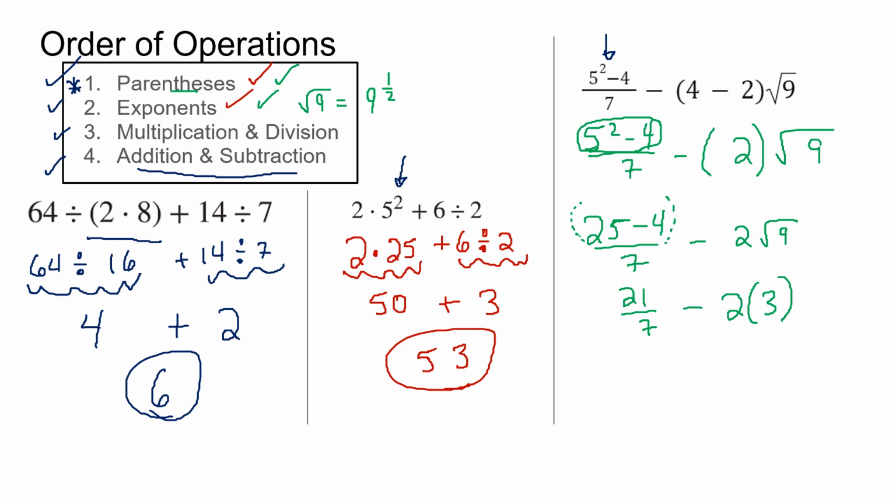But if I go ahead and do that step 2, 21 divided by 7 would be 3. And then I want to subtract 2 times 3 is 6. Notice I'm doing this division, I'm doing this multiplication because that's all part of step 3. Now I've got a 3 minus 6, which would be negative 3.